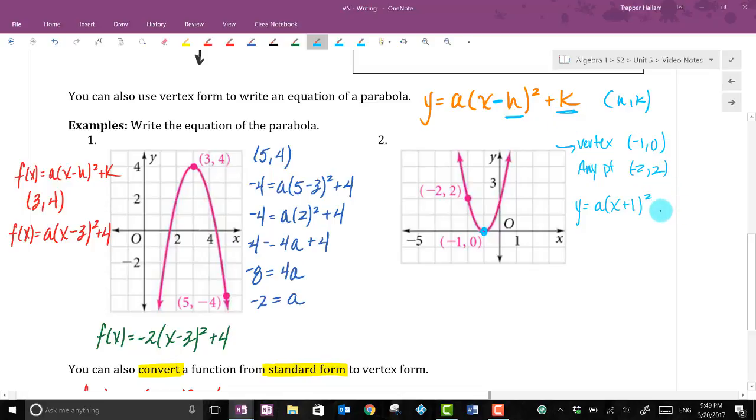Do I really need to write +0 here then? No, I really don't. So now let's plug in our other piece of information. You'll notice the only thing left that we won't know is a, and if we have one equation and one unknown, of course we can solve.